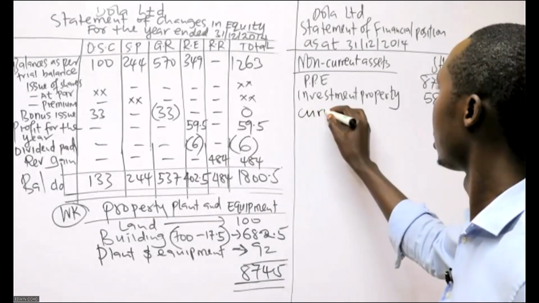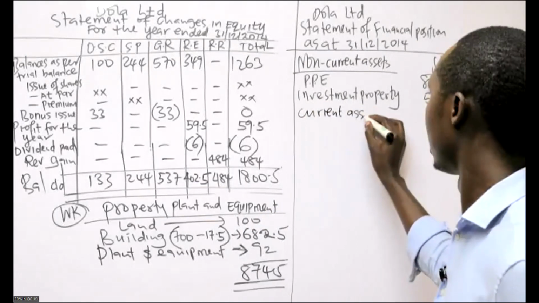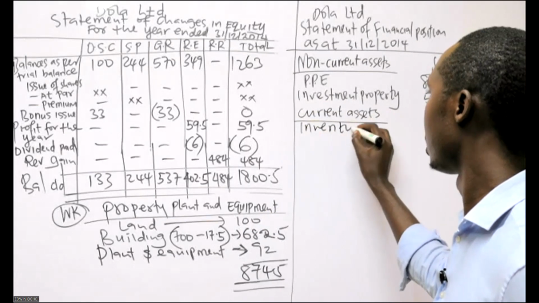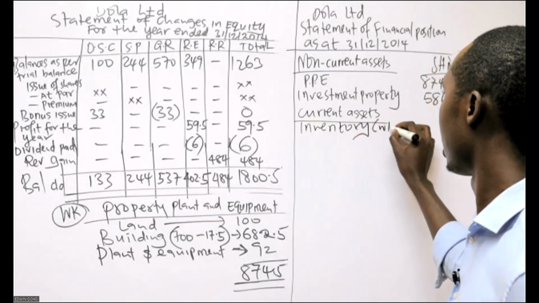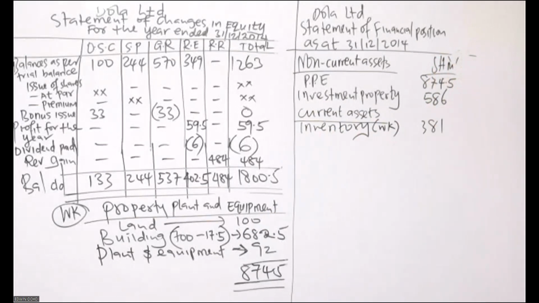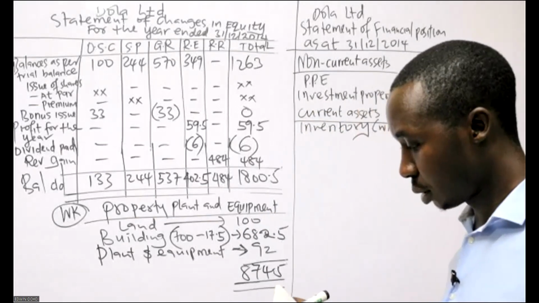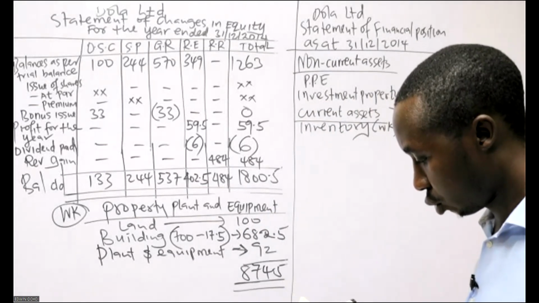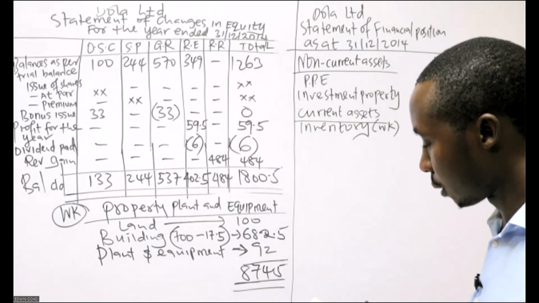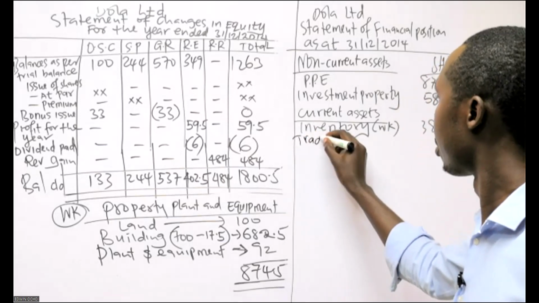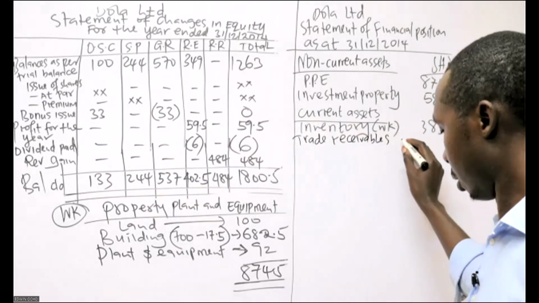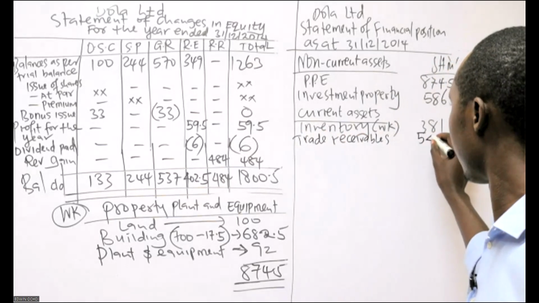Current assets, we start from inventory, the closing one, where we did our working. Working number 1, we got 381. Then you go to the receivables, the debtors balances. Trade receivables, that is from the trial balance, 545.